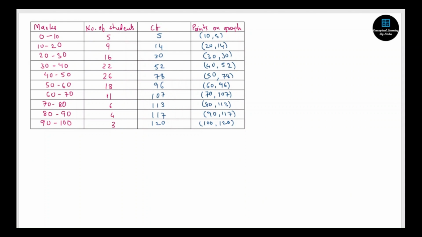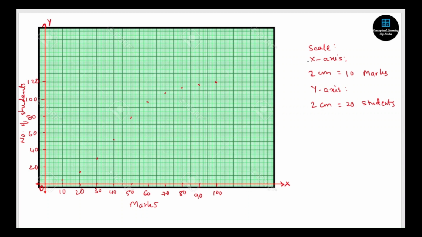Based on that, I get this graph. I have plotted all the points on the graph. The scale I have taken is 2 centimeter equals 10 marks, and 2 centimeter equals 20 students. Perfect. Now the x-axis is nothing but the marks value, and here on the y-axis is the number of students.